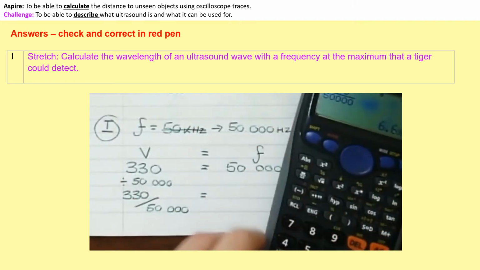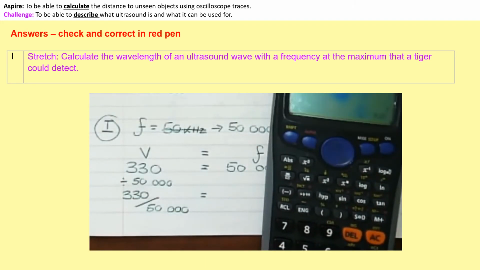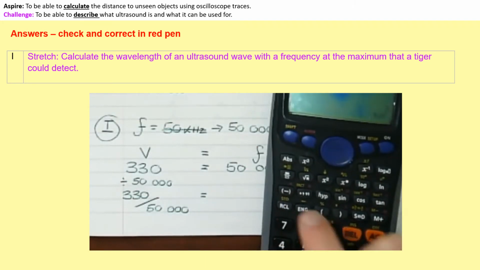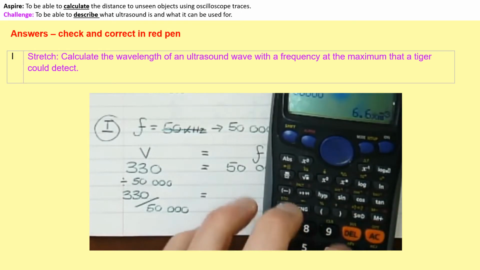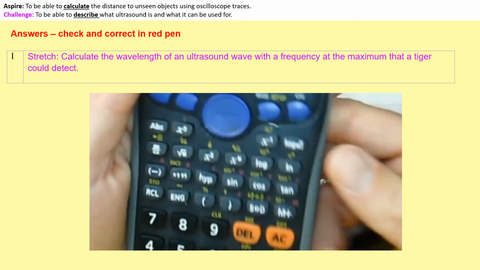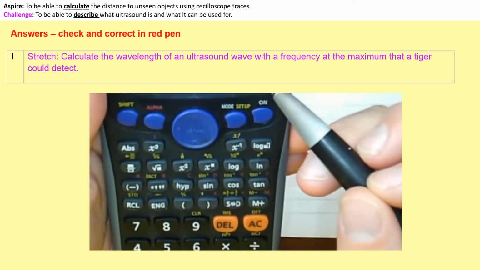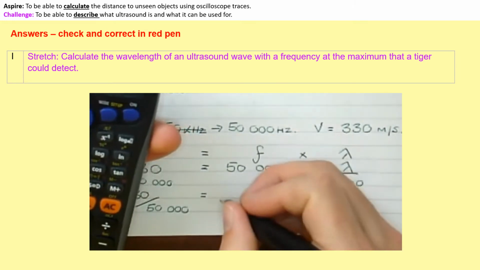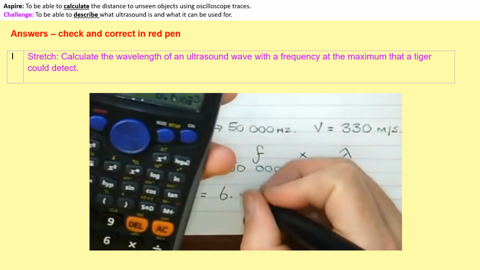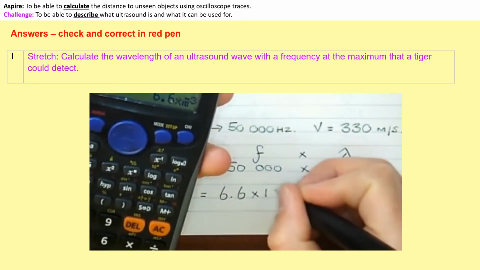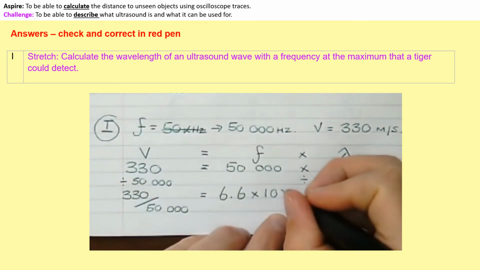330 over 50,000 equals... So we've got a number here in standard form. We've got 6.6 times 10 to the minus 3. So just copy it down exactly. 6.6 times 10 to the power of minus 3.